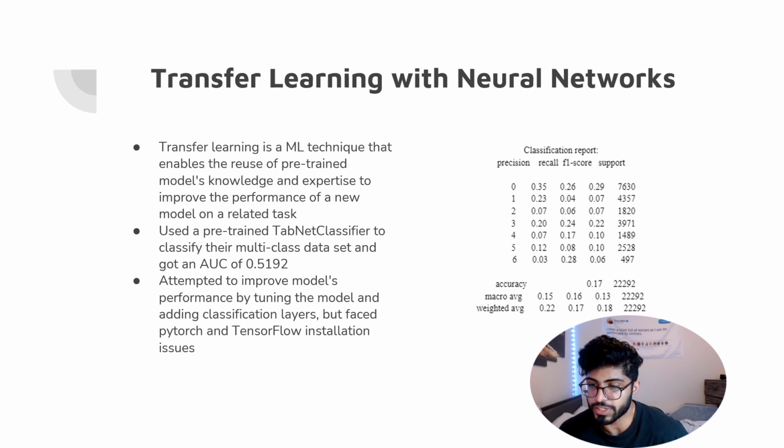Transfer learning is a machine learning technique that enables the reuse of pre-trained models' knowledge and expertise to improve the performance of a new model on a related task. In our multi-class classification problem, we thought of using transfer learning to take advantage of the pre-trained model's knowledge on similar tasks and apply it to our own problem. Instead of training from scratch, we used a pre-trained model, TabNet. We were able to only achieve an AUC score of 0.5192, so we attempted to improve the model's performance by adding additional classification layers, but we faced installation issues with PyTorch and TensorFlow.